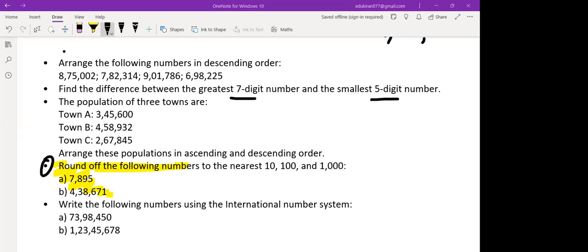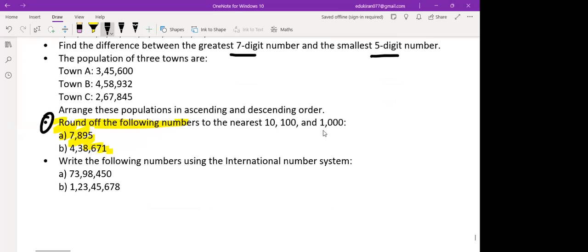Ma'am, I told you the last one. International method. Yeah, ma'am, it's done. He said, ma'am. Okay, you told me the 1,000 round off, no? Ma'am, no, I told you the last ones. Hannah told you. Okay. So, should we move to the next one? Yes, ma'am.